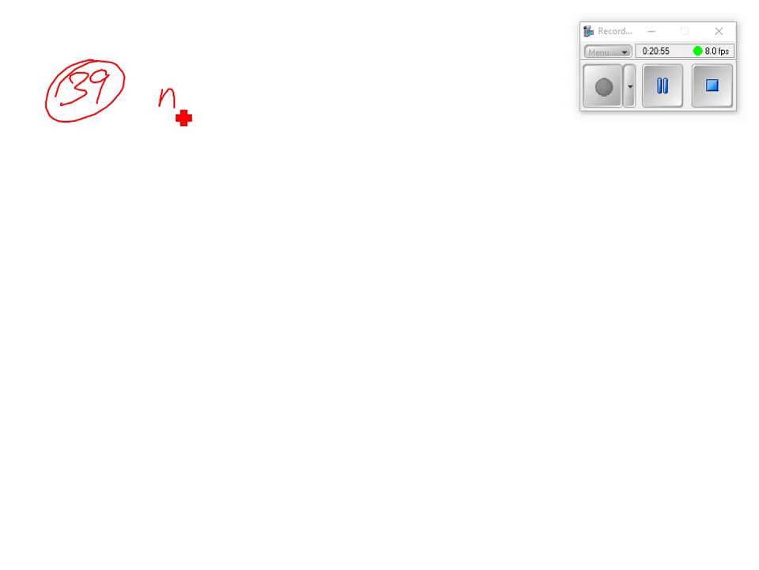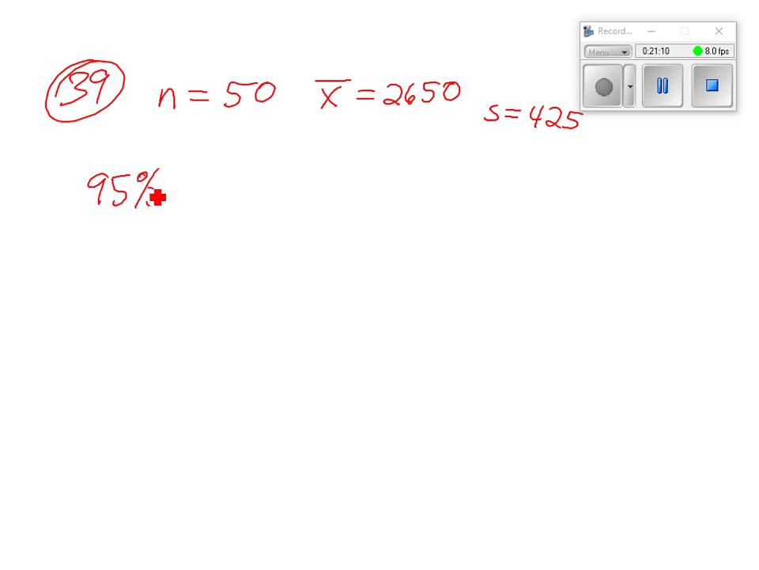What's our N this time? 50. What's our X bar? 2650. What's our S? 425. We want a 95% confidence interval. Is that what it said? So is that enough to punch it into our calculator? Somebody tell me the lower bound.